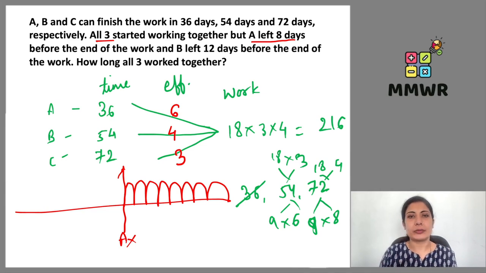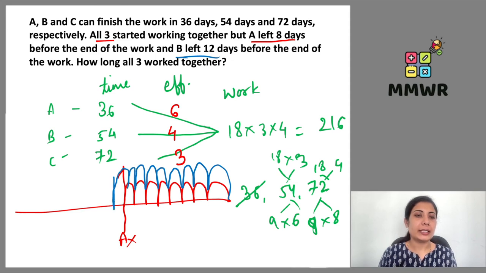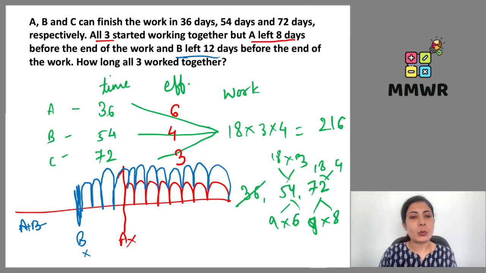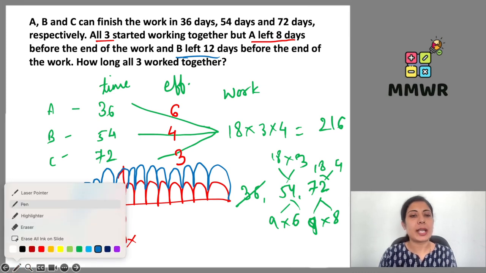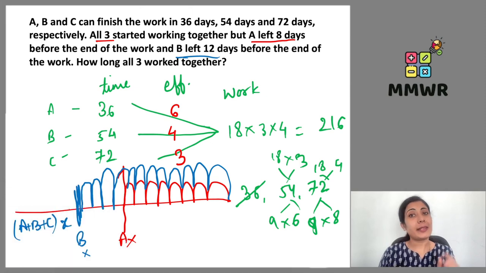Let's read the next line of this question. B left 12 days before the end of the work. 12 days before, that means 1, 2, 3, 4, 5, 6, 7, 8, 9, 10, 11, 12. That means if someone left the work even before A, that person is B. So A, B, C were working initially together, but for how long they were working is missing in the question. And then B left suddenly. So B left, and still A and C are there.